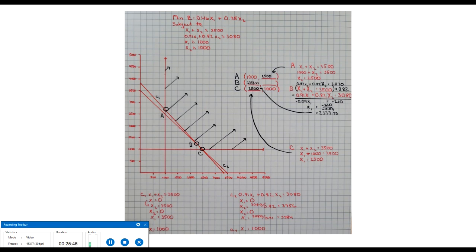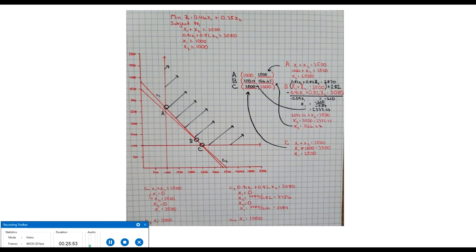That subs in for the x1 coordinate in point B, and then we solve one more time for point B, x2. We take 2,333.33, which is our x1 coordinate, and we plug it into equation C1. 2,333.33 plus x2 is equal to 3,500. x2 is equal to 3,500 minus 2,333.33. x2 is 1,166.67. So now we plug that in, and we've found all three possible optimal choices. These are our three possibilities.